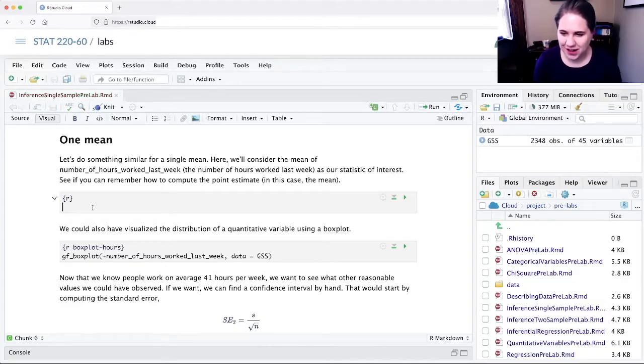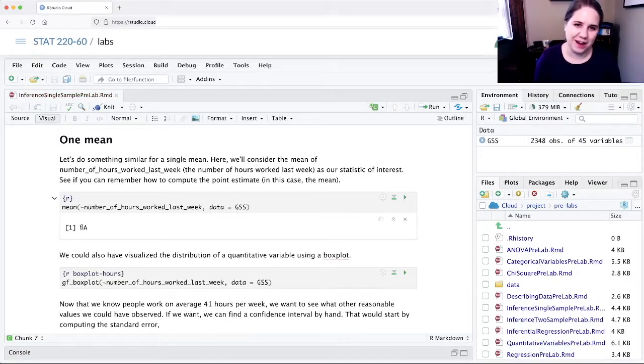And I'll actually do it. So I'm going to do mean parentheses tilde, and then number_of_hours_worked_last_week, comma, data equal GSS. And if I hit play, it tells me NA. Okay, I need to put in that na.rm equal TRUE. And again, why R is not consistent about how you deal with NAs, I don't know. People made different decisions. But if I hit play, now it gives me the number 41.28.